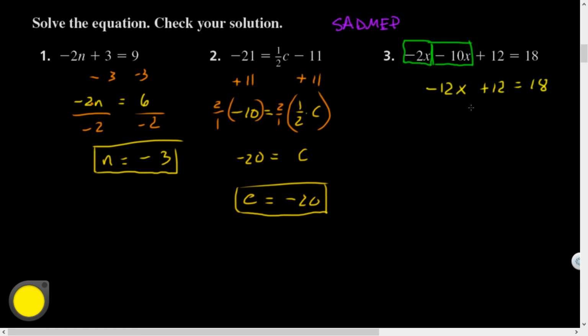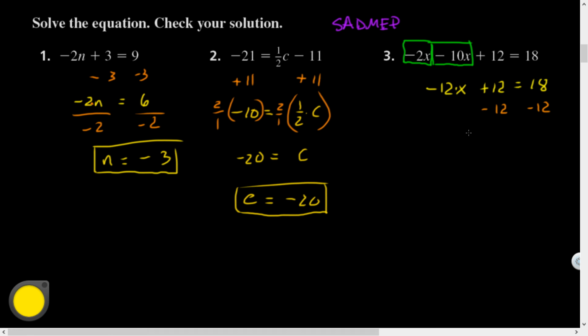Okay. Now I've simplified. There was nothing to simplify over here. 12 didn't have any like terms on the same side of the equal sign, right? So don't try to combine these guys. They're on opposite sides of the equal sign. Now it's like one of these problems. Now I'm ready to solve using SAD MAP. What do I deal with first, multiply or add? Add. So what's the opposite of adding 12? Subtract 12. Guys, we're getting this. I like it.